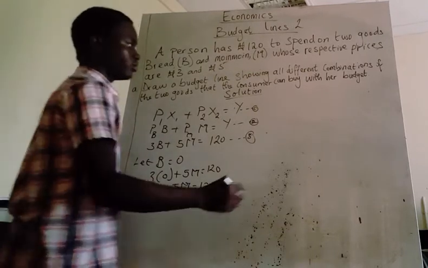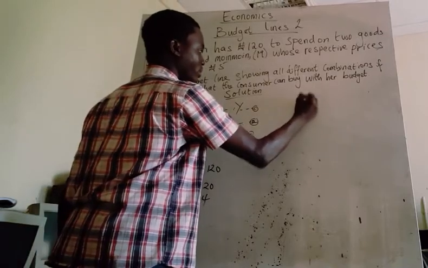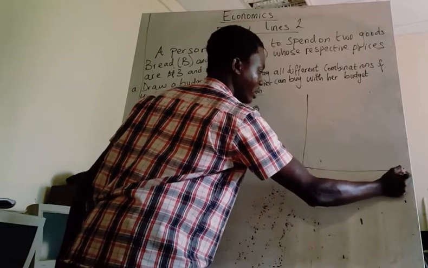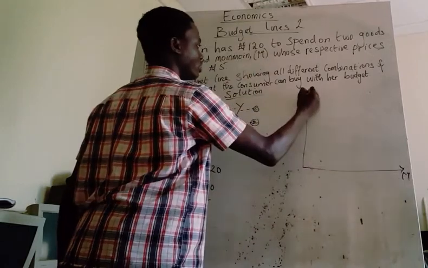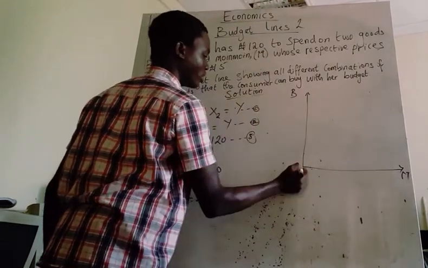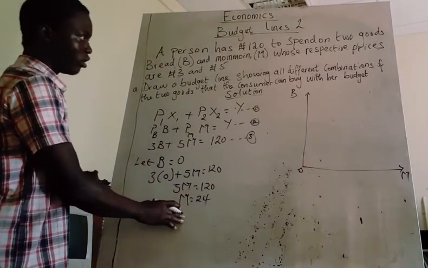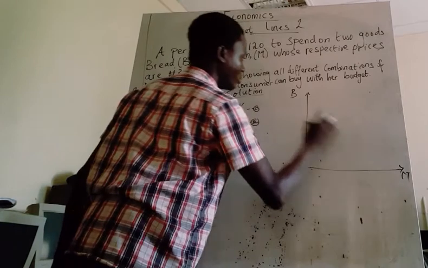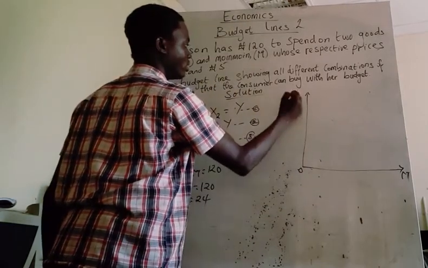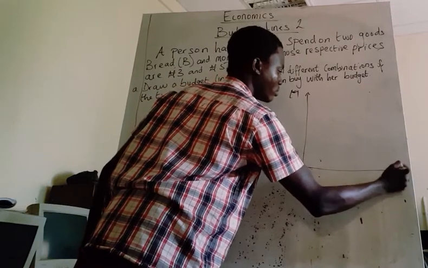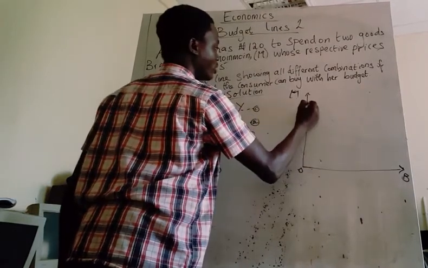Okay, so let's draw a bit of a budget line here. So this is good M, our moi moi, and then this is our bread. Okay, 0. So we have M to be 24. Let me put M here, let me put bread here. So we have our M to be 24.